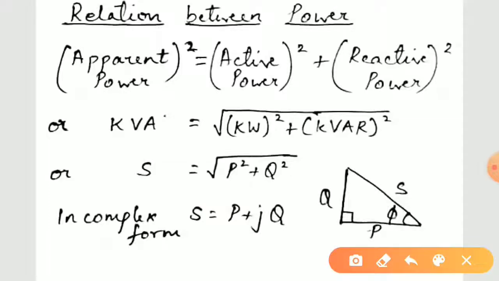If the equations are written based on the units, it can be given as kVA is equal to root over kilowatt square plus kVAR square, where kVA is apparent power, kilowatt is active power and kVAR is reactive power.